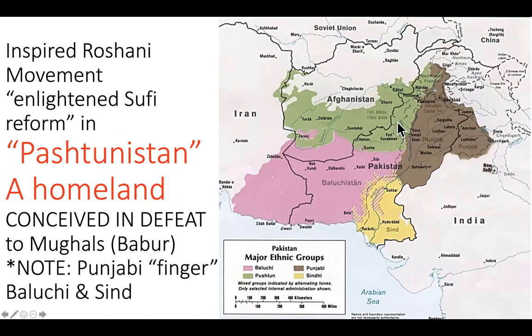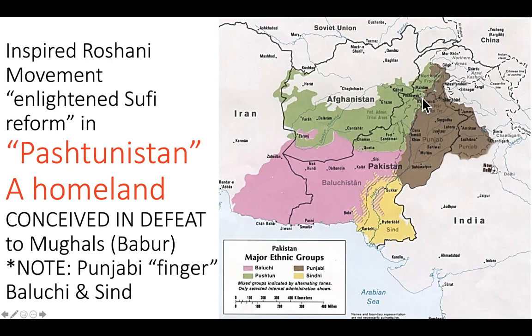And as we've talked about before, a higher number of Pashtuns live in the current Pakistan, but the Pashtuns comprise 50% of Afghanistan, whereas because Pakistan is so populous, they only comprise 15% of the population there. So this idea of Pashtunistan was conceived in defeat. And you remember who defeated the Patna Pashtuns, and that was Babur, and he started the Mughal dynasty. There's a couple other things I want to point out on this map.